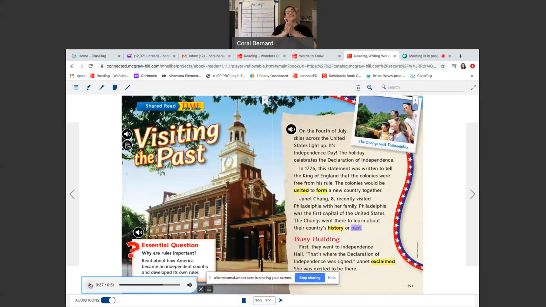United, together. United, together. Form, to create. To form, to create.